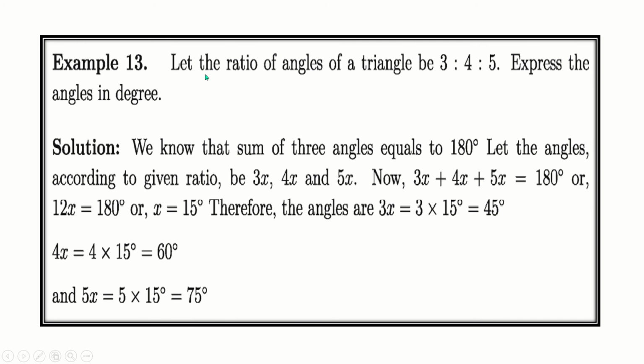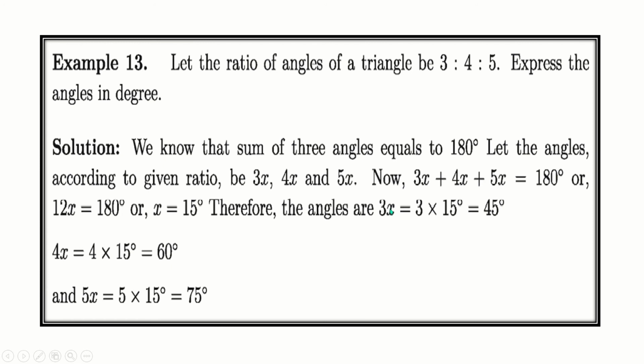Example 13. Let the ratio of angles of a triangle be 3 is to 4 is to 5. Express the angles in degrees. We know the sum of the 3 angles of a triangle equals 180 degrees. Let the angles according to the given ratio be 3x, 4x and 5x respectively. Now 3x plus 4x plus 5x equals 180 degrees. By calculating, we will get x equal to 15 degrees.